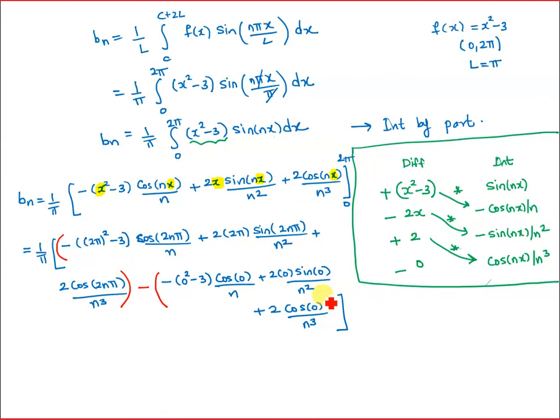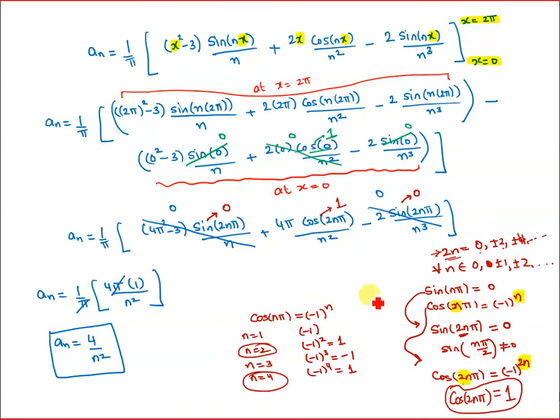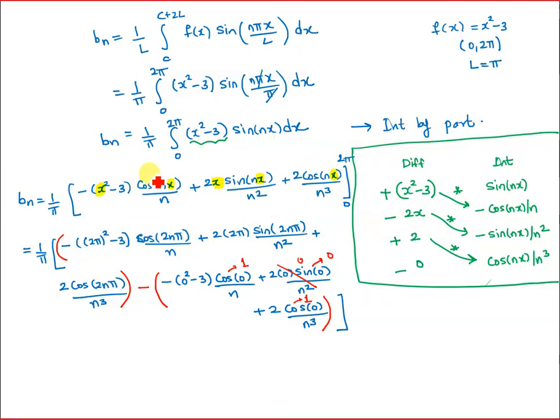Now from previous calculation, what we can see, sine of 0 is 0. So this term cancels to 0. Cosine of 0 is 1. Cosine of 0 is 1. Here we calculated cosine of 2n pi as 1 and sine of 2n pi as 0. So we are going to use it. Sine of 2n pi is 0, and cosine of 2n pi is 1. So just write it clearly, what we'll get.